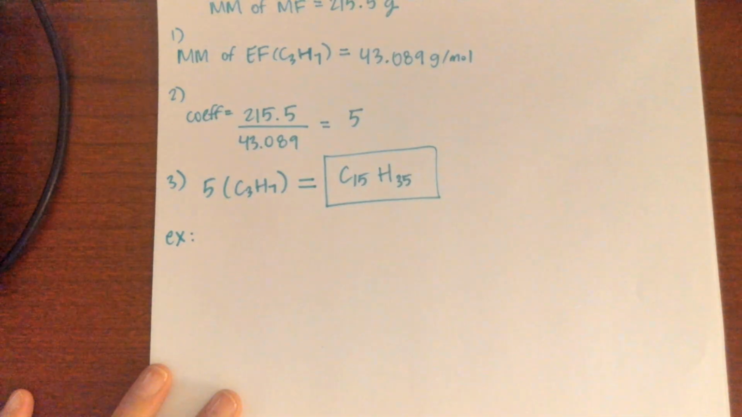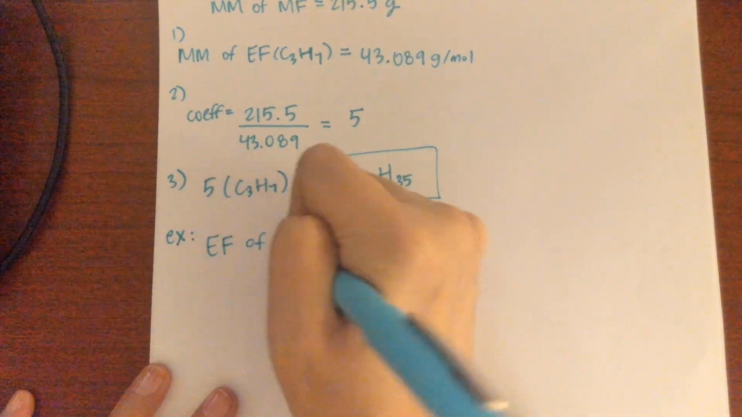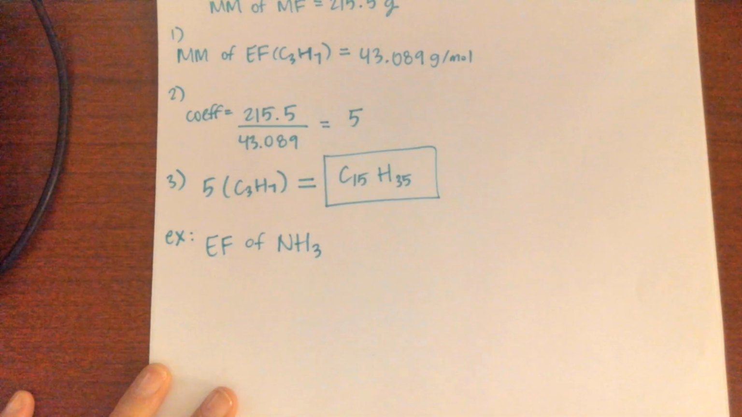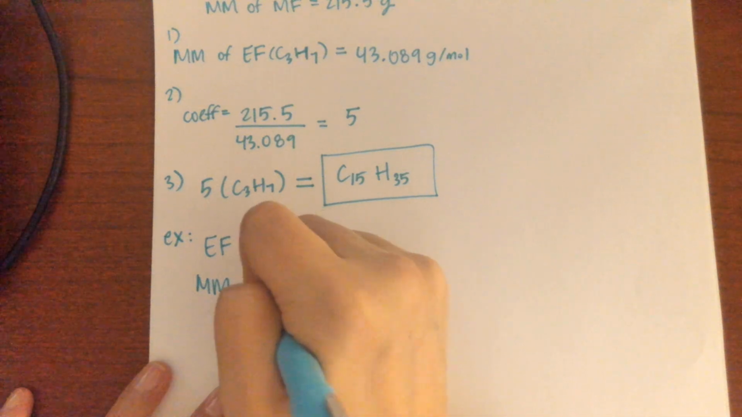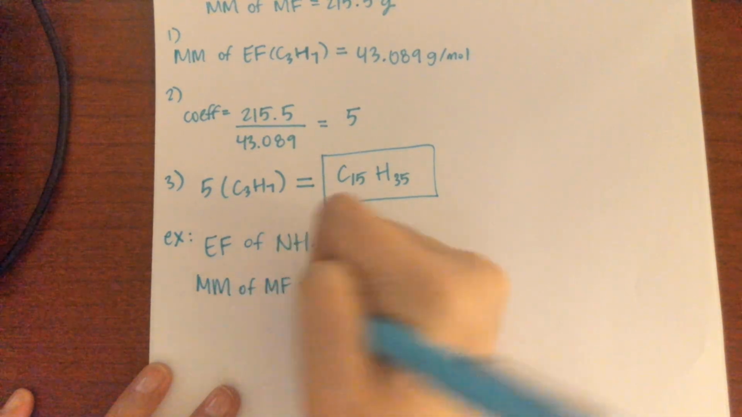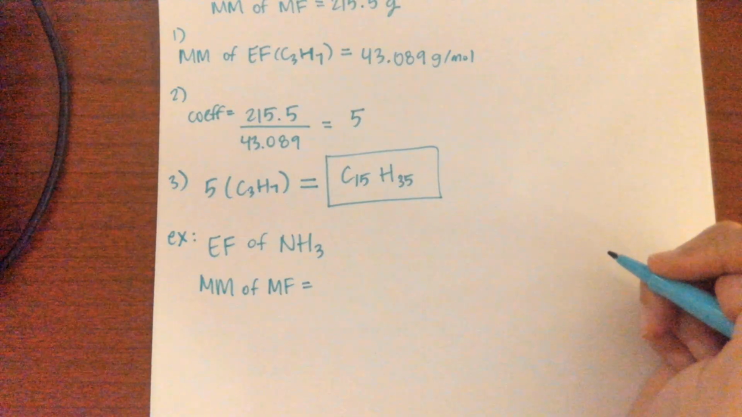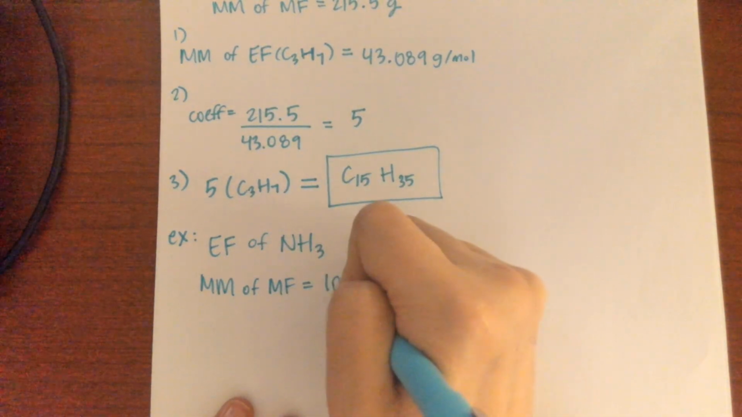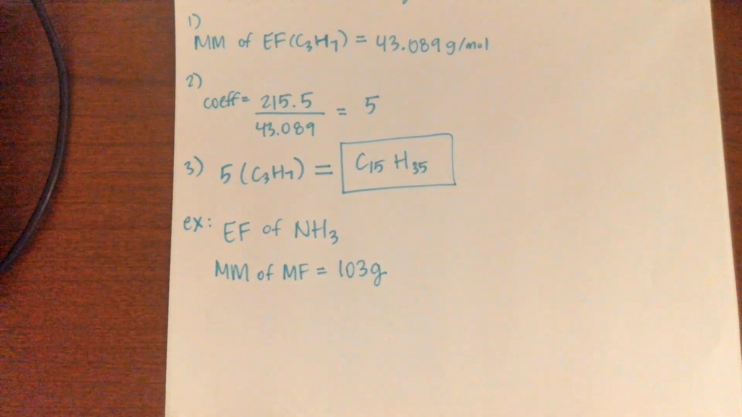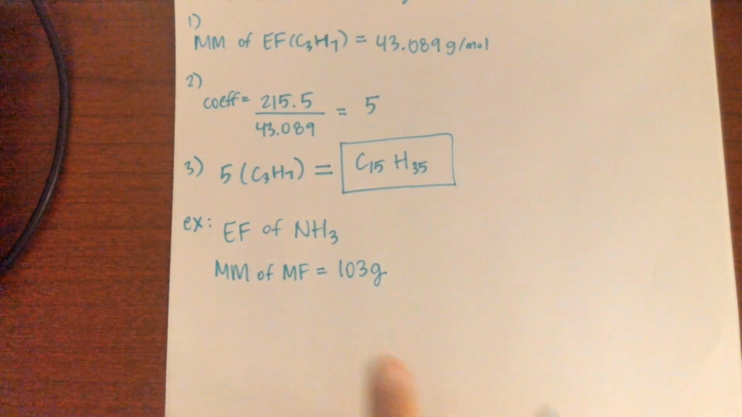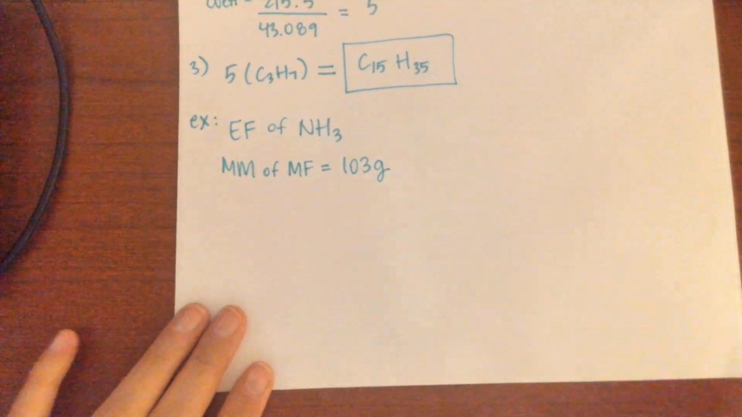So let me give you the example first. Let's say I give you an empirical formula of NH3, and the molar mass of your molecular formula is, let's do 103 grams. So pause this video right now, do your work, and then play as I solve the problem.